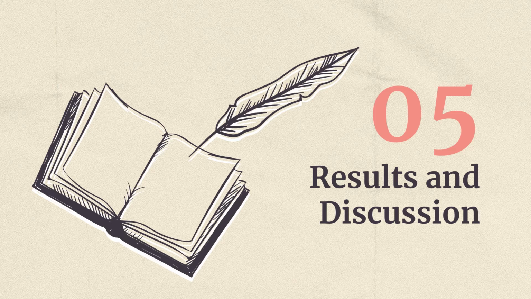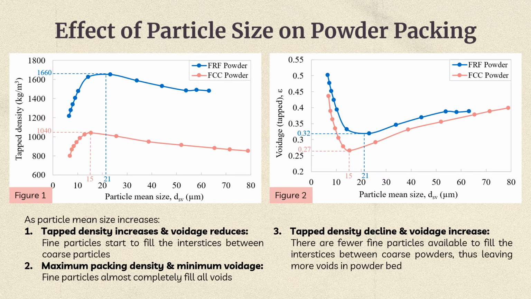As for the results and discussion, the effect of particle size on powder packing is illustrated by Figure 1, which shows the graph of tap density versus particle mean size, and Figure 2, which is a graph of voidage versus particle mean size. But voidage is the inverse of packing density. Thus, the voidage show opposite trend with tap density.